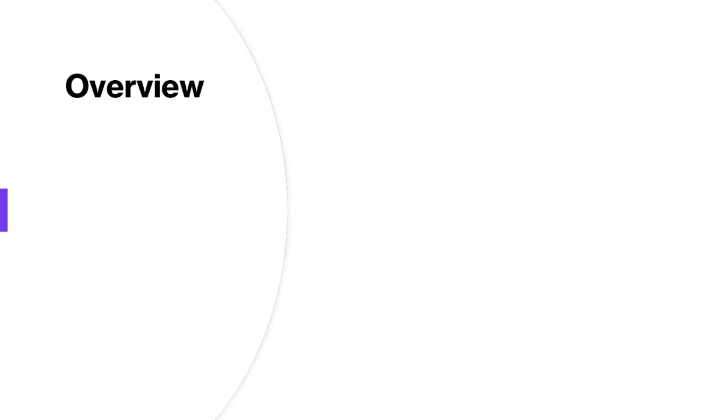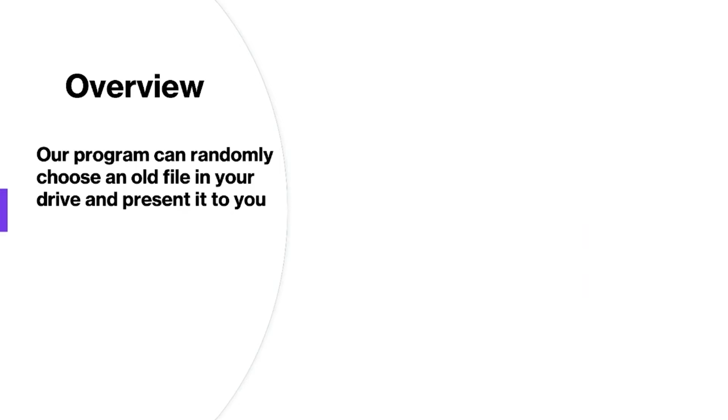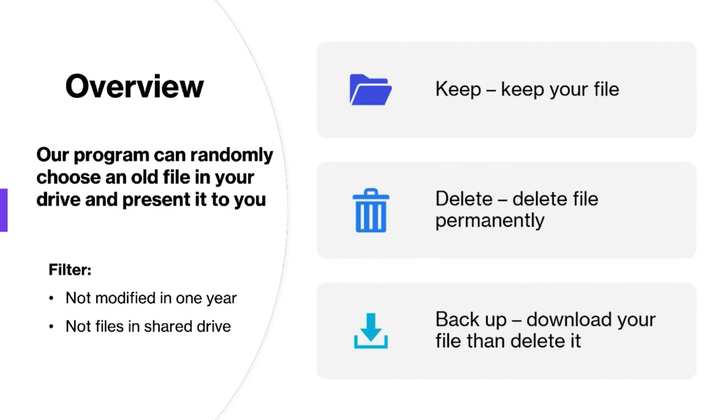And a quick overview of our program. Our program can randomly choose an old file in your drive and present it to you. We apply filters so only files that are not modified in 1 year and files that are not in a shared drive will be presented to you. You have three options to deal with the files. You can either keep your file, or you can delete the file permanently in your drive. The third option, you can back up your file in your local computer, which downloads the file in your local computer, and we delete it permanently from your drive to save up space.